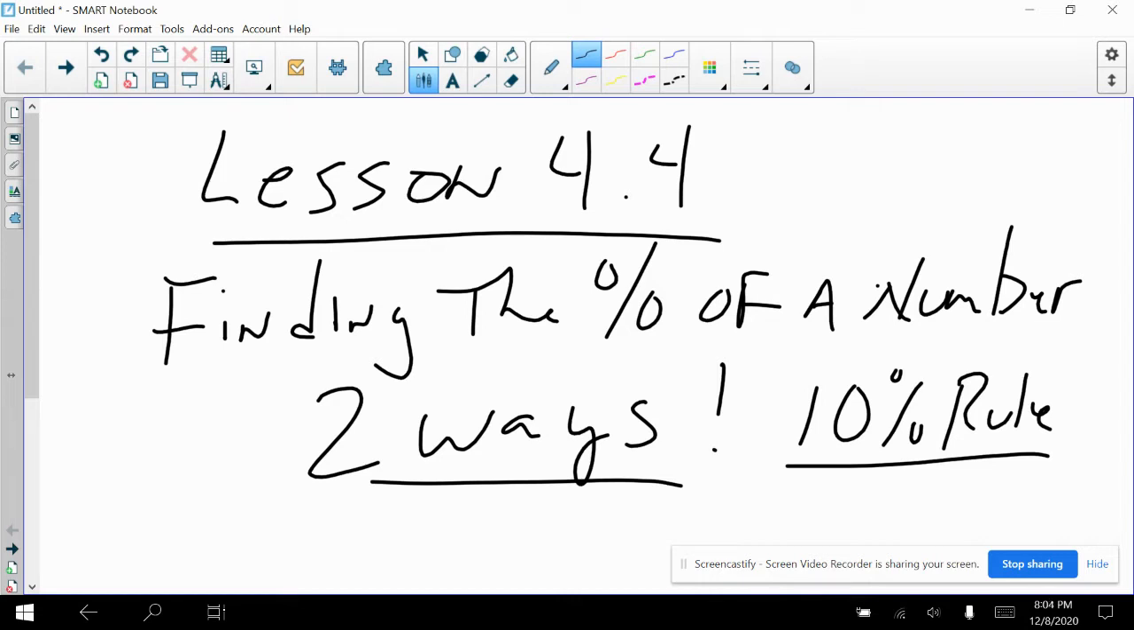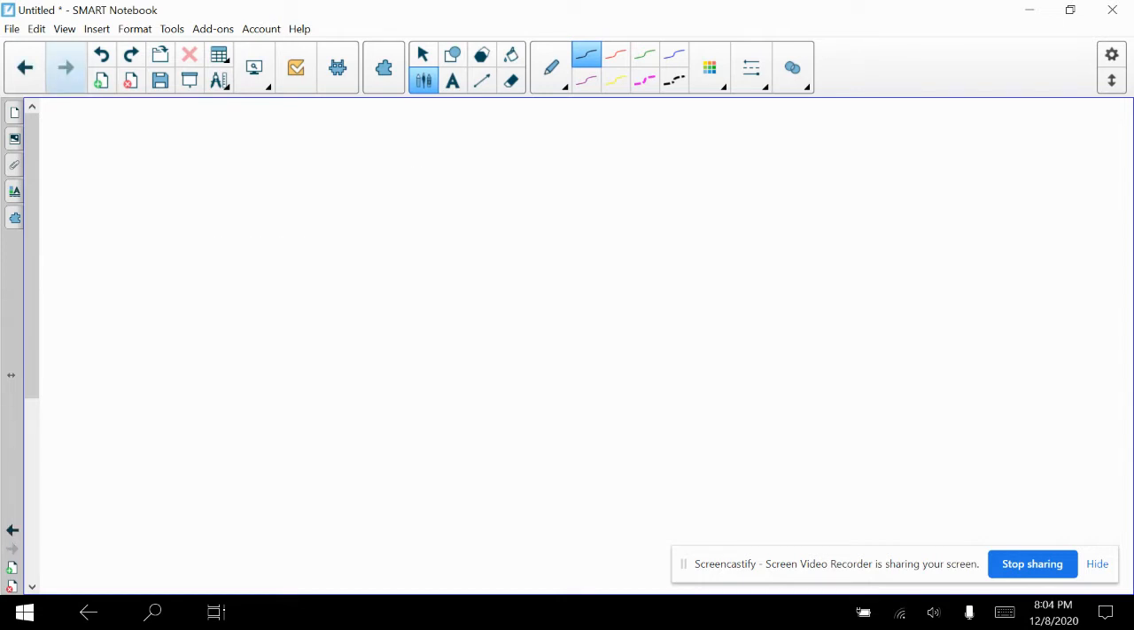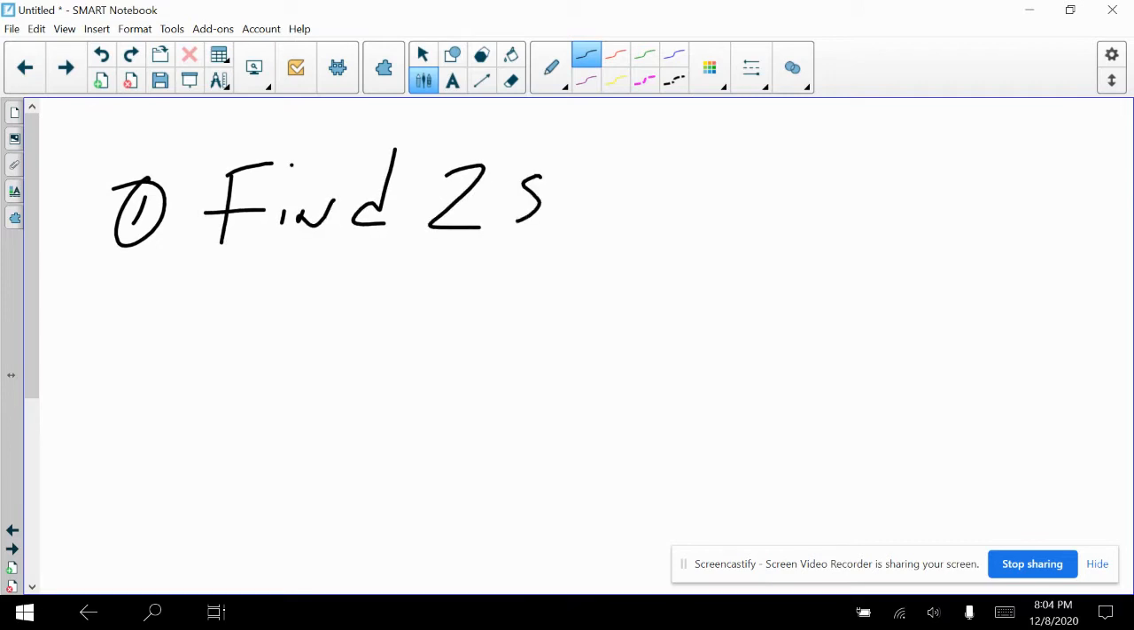Okay, so let me first start with some examples. So number one, and this is what the problems are going to look like. Find 25% of 40. Okay, now I know maybe some of you can do this in your head at the moment. I understand that. But as you know, we always start off easy and they're going to increasingly get a little bit harder. Okay, but finding 25% of 40.